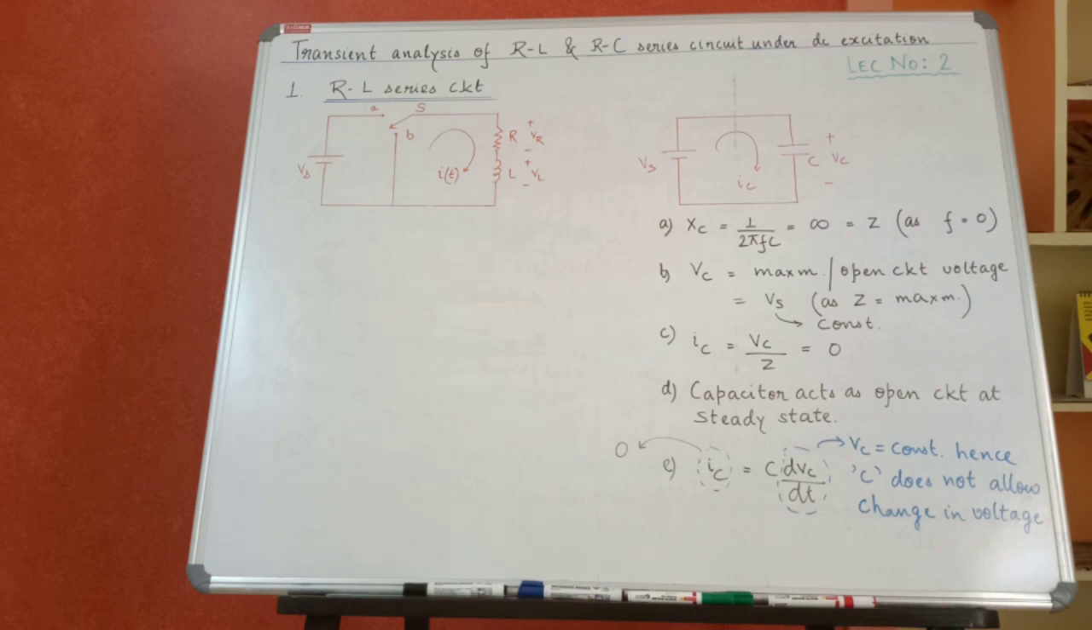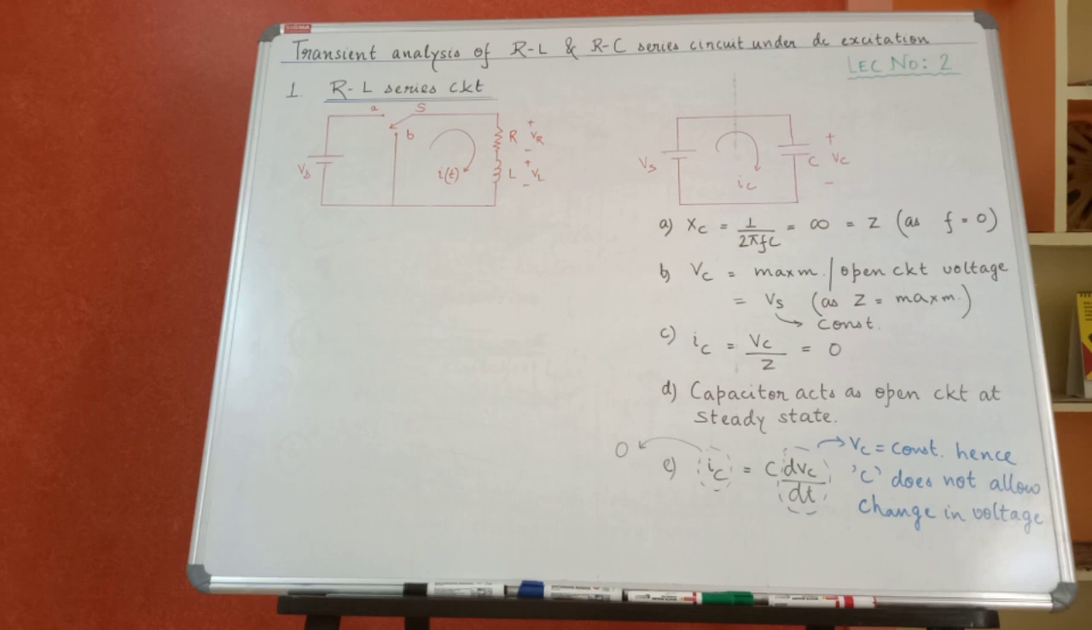We will be following the same steps as we had applied in the L circuit, which was connected directly to the DC. So the first step was finding out the impedance, which is Z. Over here Z will be equal to Xc as shown in point number A. So Xc is nothing but 1 by 2 pi Fc, and since frequency is 0, Xc will be infinite, so Z will be infinite.